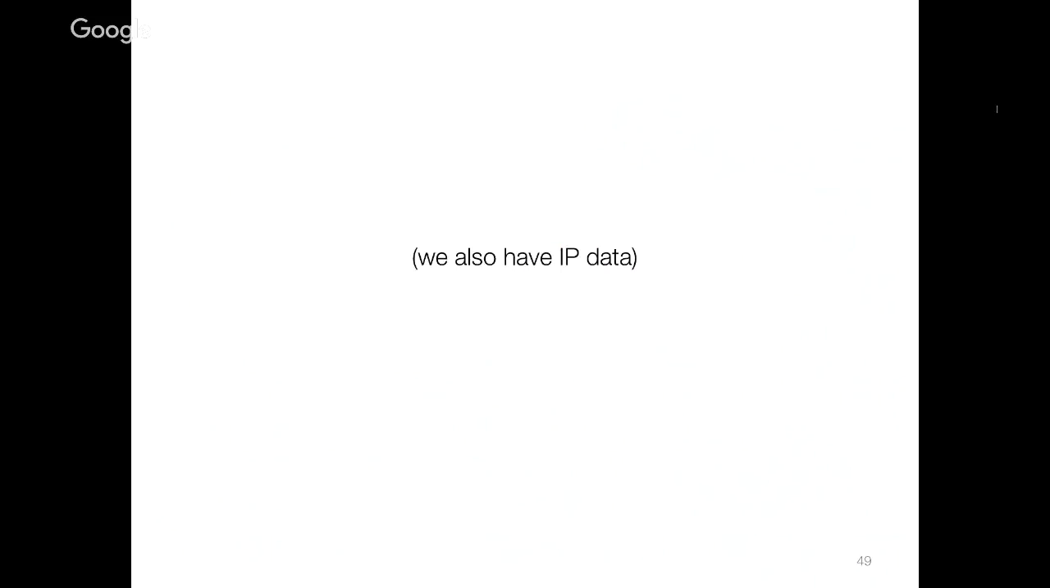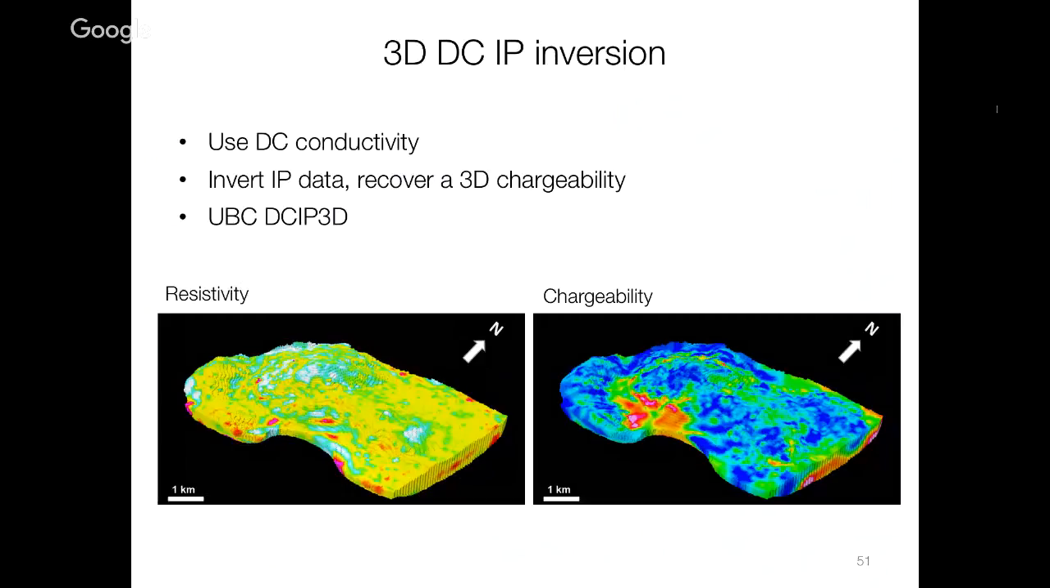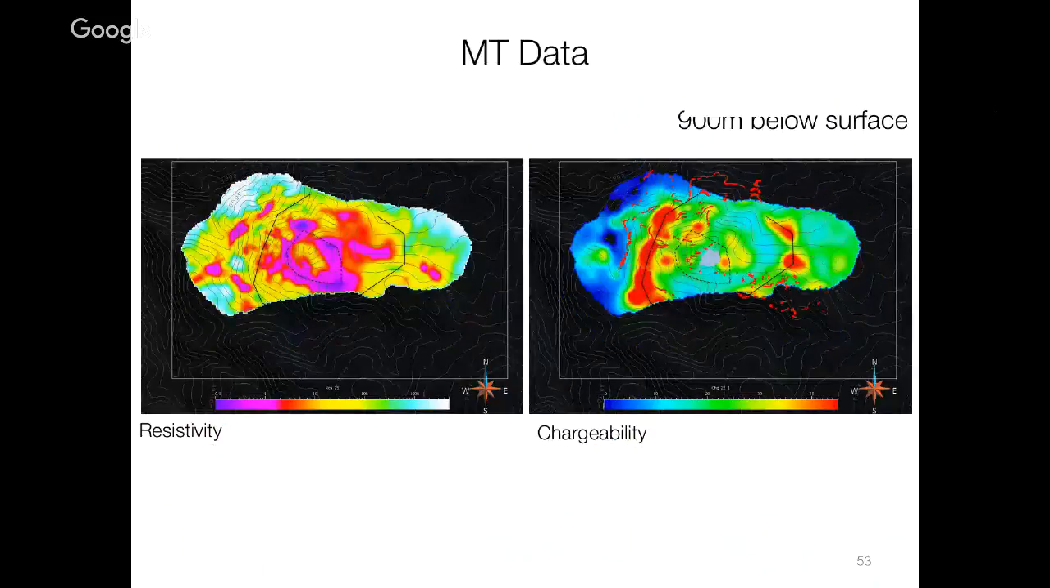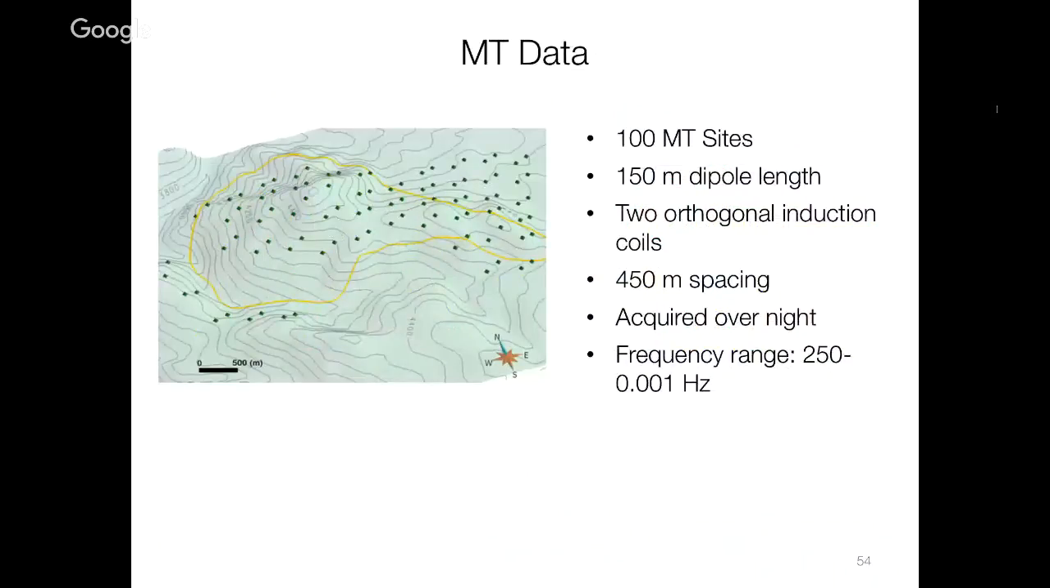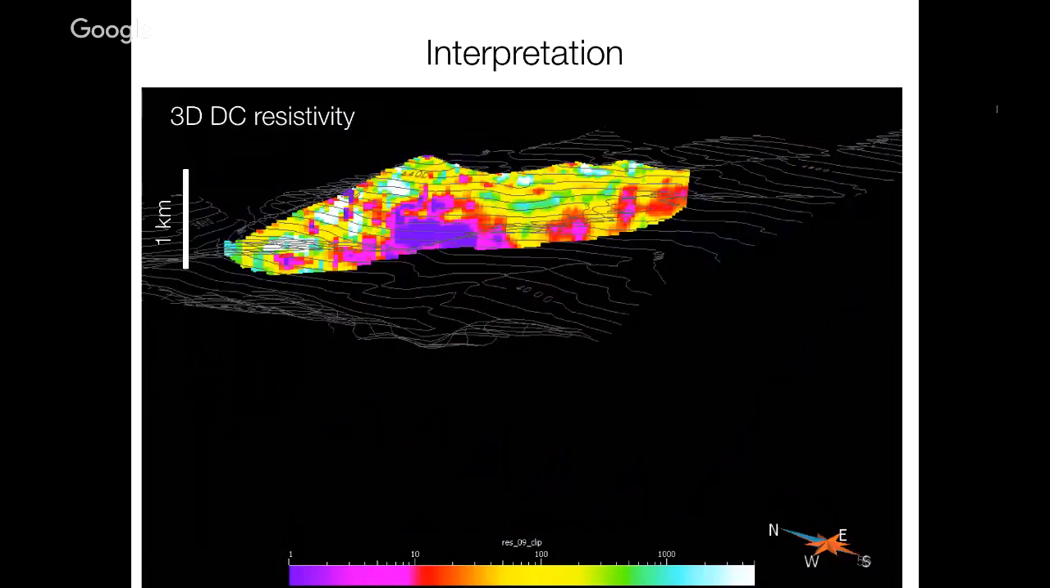So we also have IP data. We haven't talked about IP data, so I'm not going to dwell on that. But we will get to the MT data. So here there were 100 stations, and we're going to invert those data. And when we do that, the MT data look like this. So there's a big conductor in there. And now we can compare it.